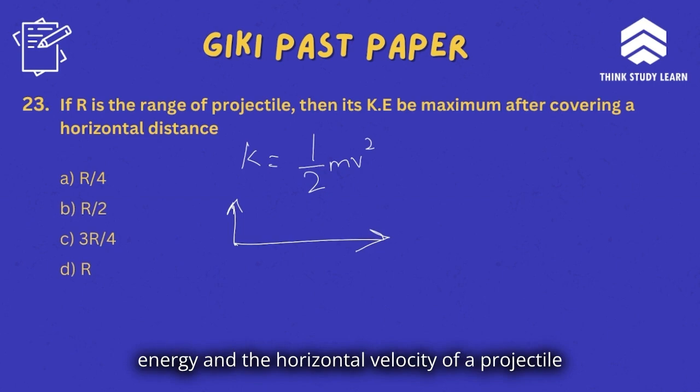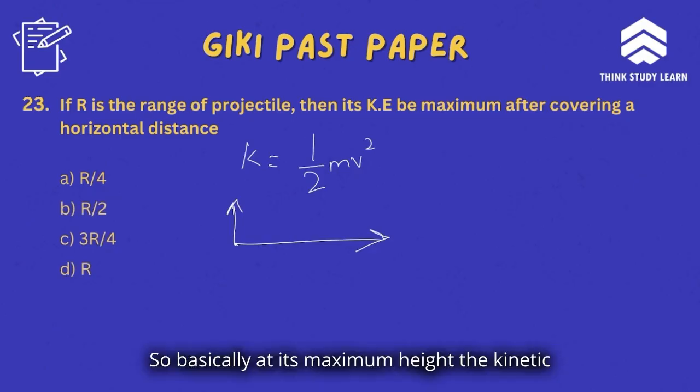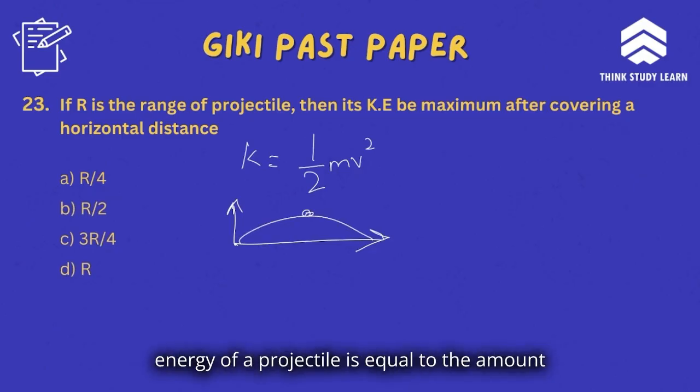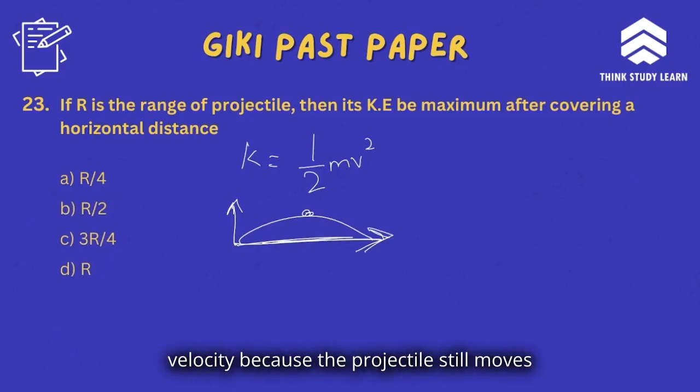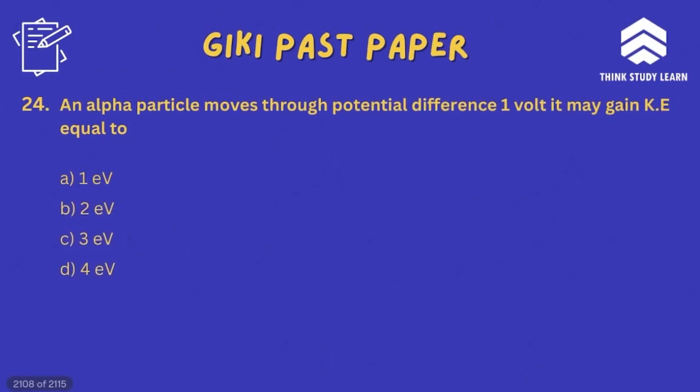And the horizontal velocity of a projectile is always constant. So basically, at its maximum height, the kinetic energy of a projectile is equal to the amount of kinetic energy calculated with the horizontal velocity, because the projectile still moves horizontally even if it is at rest vertically. So the kinetic energy is maximum at range R. Therefore, option D is the correct answer.